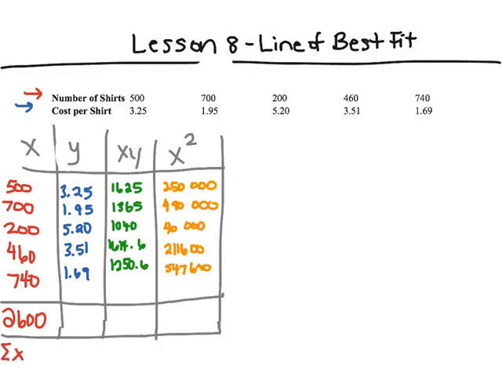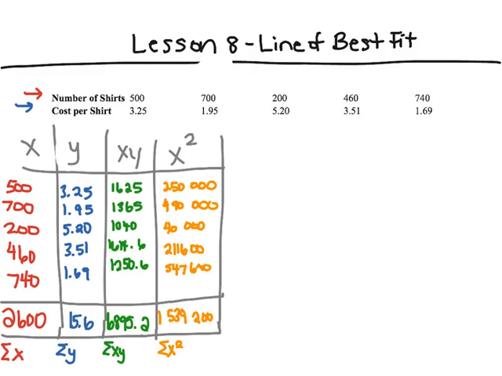So now what I want you to do is pause the video and find all of the sums of each column. So these are the numbers you should have gotten. 15.6 is the sum of y. 6,895.2 is the sum of xy. And 1,539,200 is the sum of x squared. So now using this, we're going to find our a and our b values.